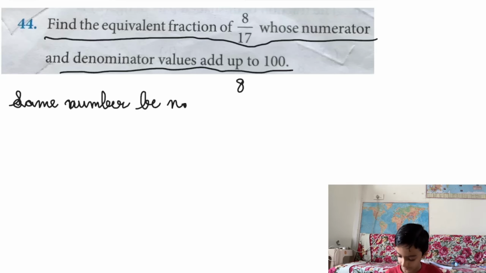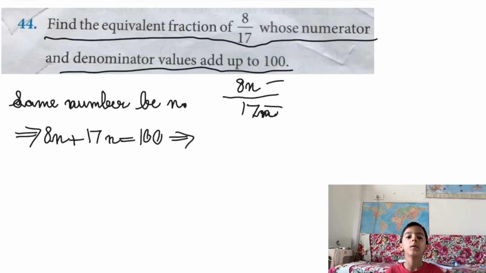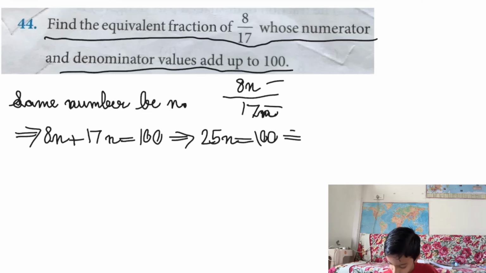So, here we can frame an equation that 8n plus 17n is equal to 100. So 17n plus 8n is equal to 25n. So it will be 25n is equal to 100. Here 25 is in multiplication with n. We'll transpose 25 to that side and it will be in division with 100. So it will be n is equal to 100 by 25.